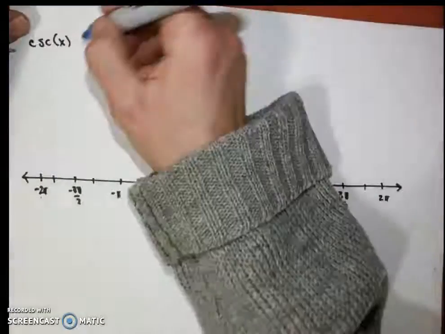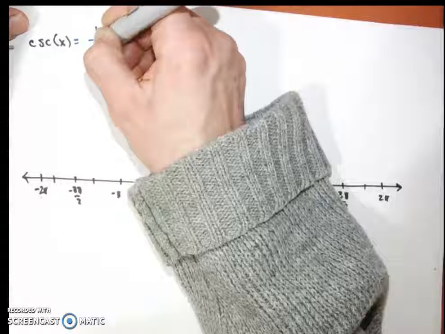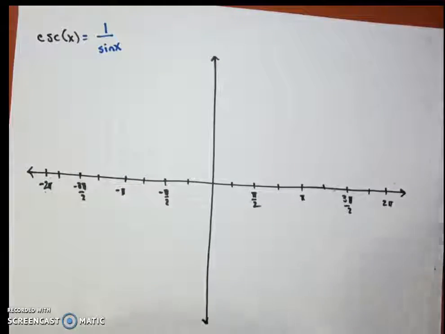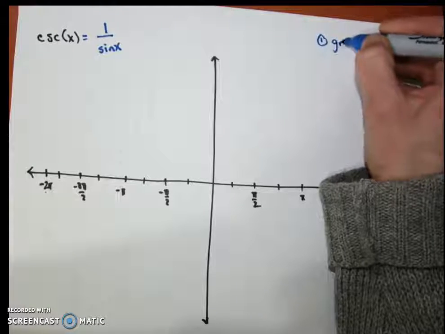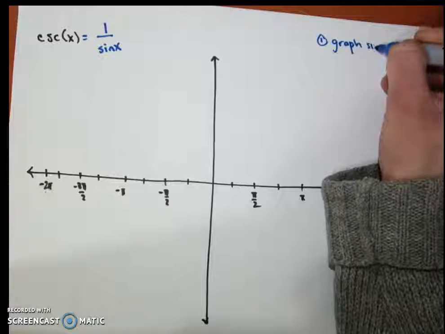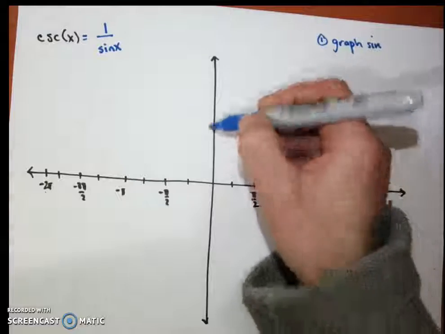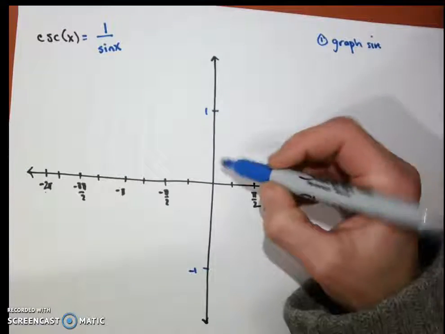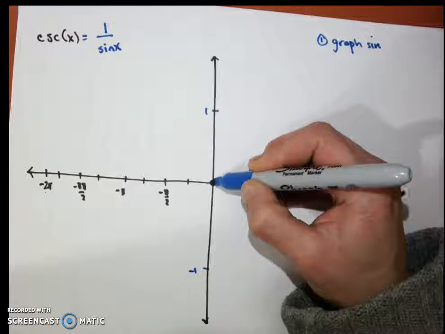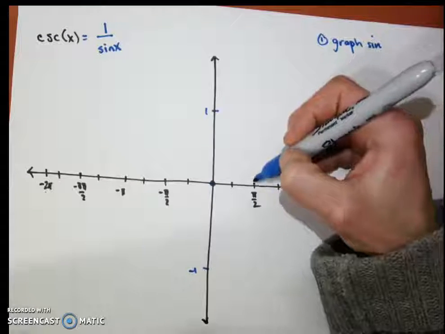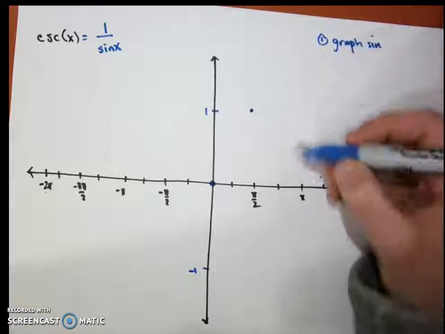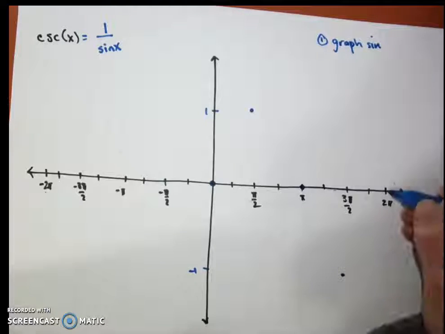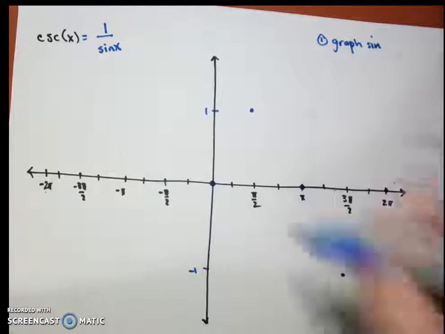Cosecant of x is 1 over sine of x. So the first thing I'm going to do is graph sine. Let's make 1 there and negative 1 there. Sine starts at 0, 0. It hits its maximum at pi over 2, comes back through 0 at pi, hits a minimum at 3 pi over 2, and gets back to 0 at 2 pi.